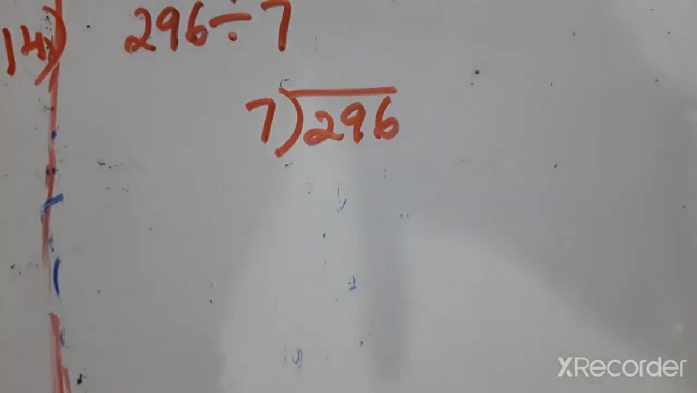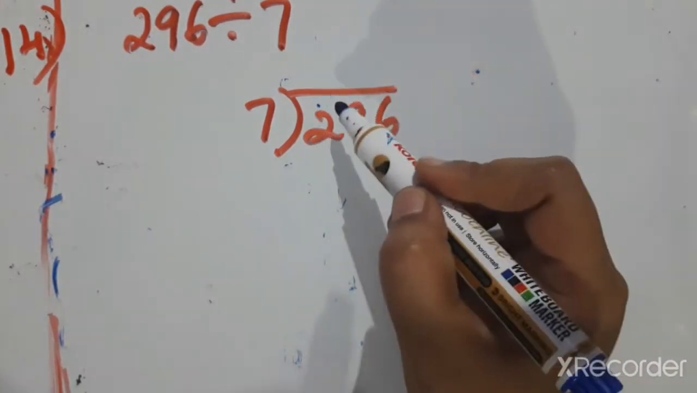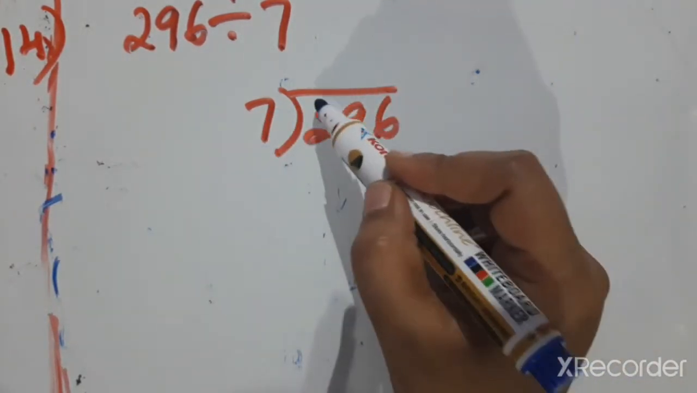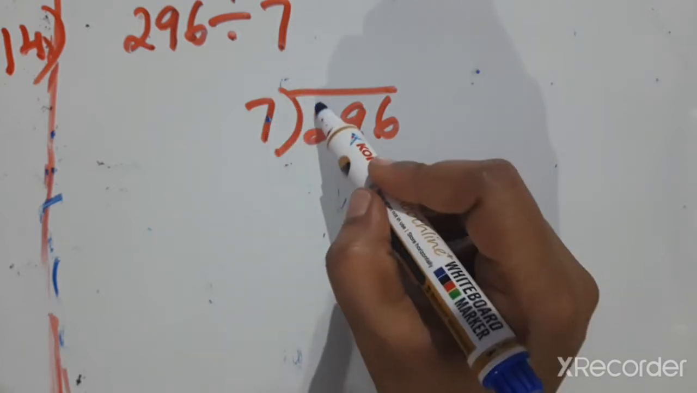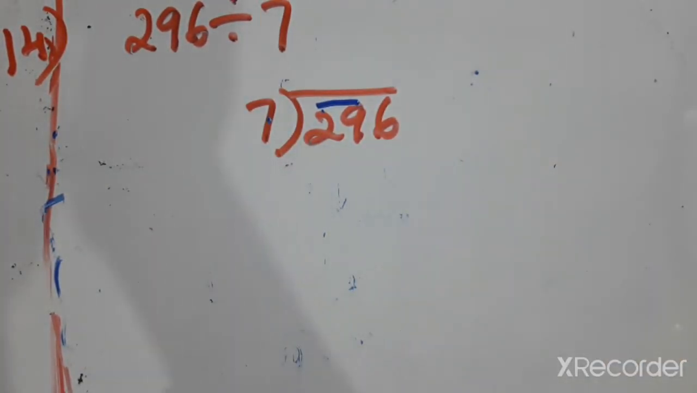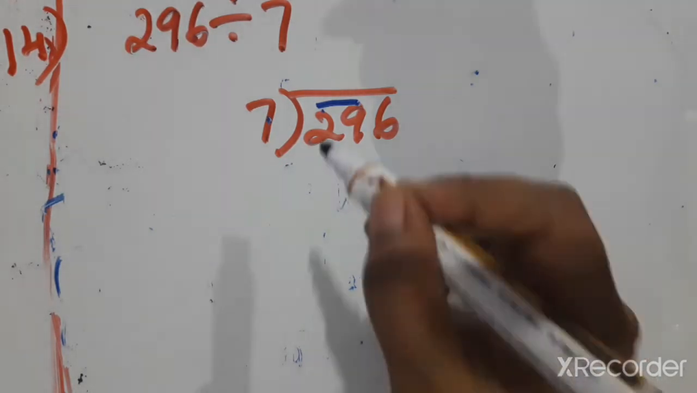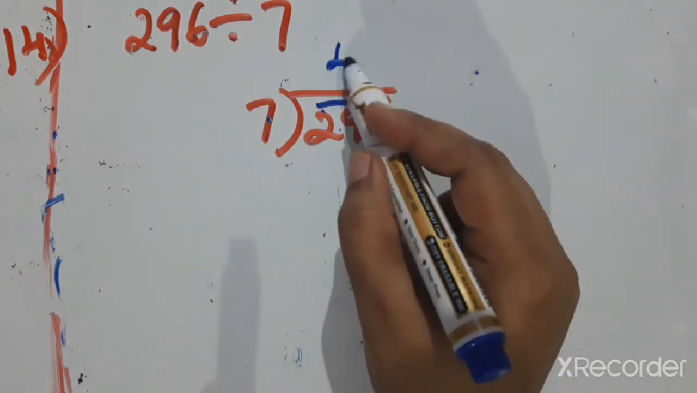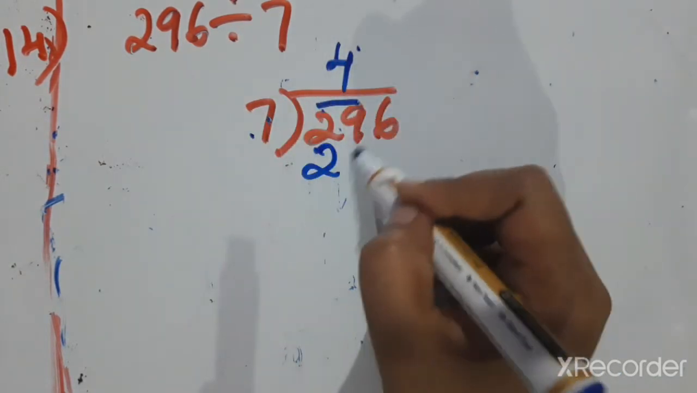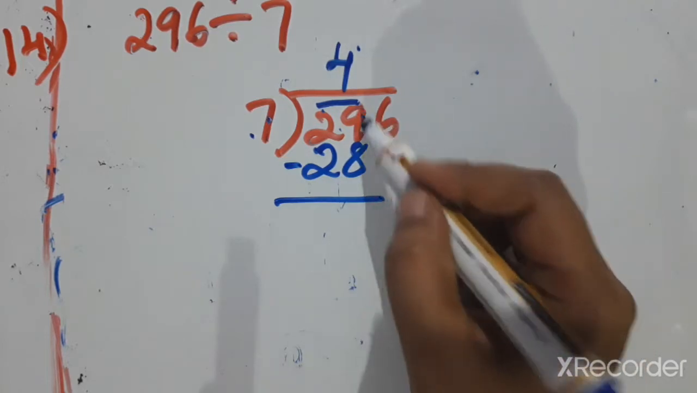Next question, 14th one, 296 divided by 7. So 7, we have to check whether we can consider 2, whether we can divide 2 by 7. No, because 2 is less than this number. So we have to take a 2-digit number, 29. How much of 7 is nearer to 29? 7 5s are 35. 35 is greater than this. 7 4s are 28. Minus here, 9 minus 8 is 1.